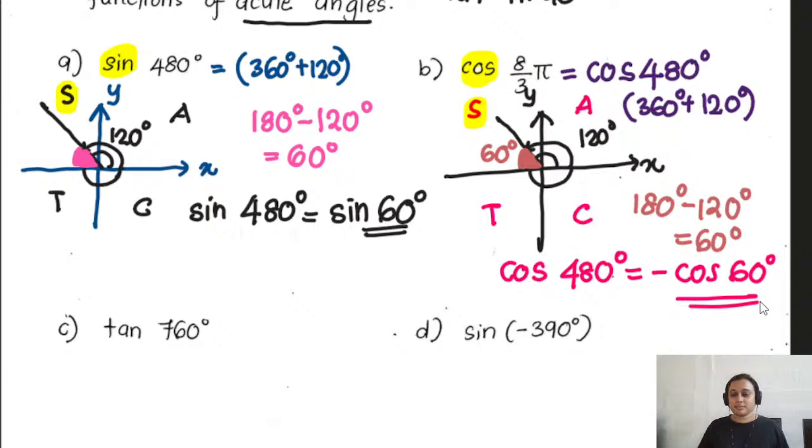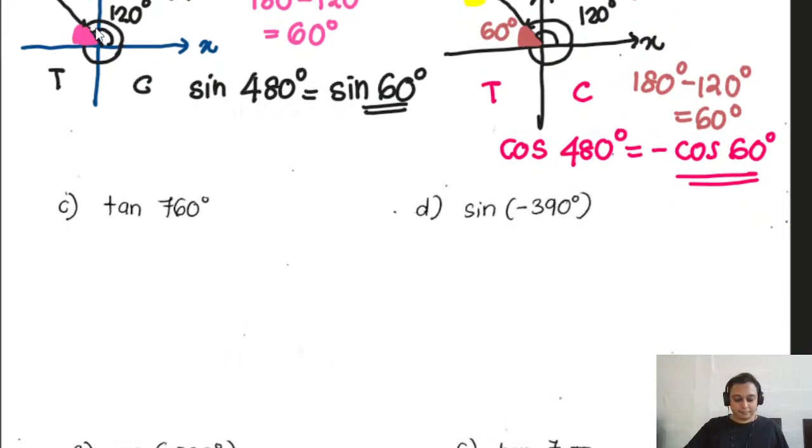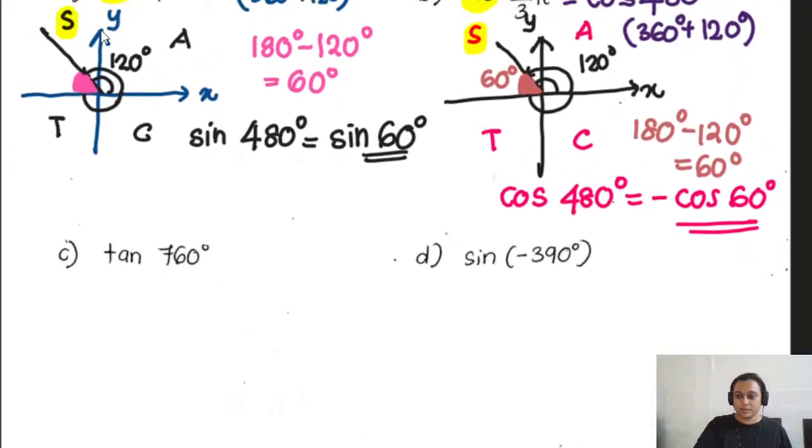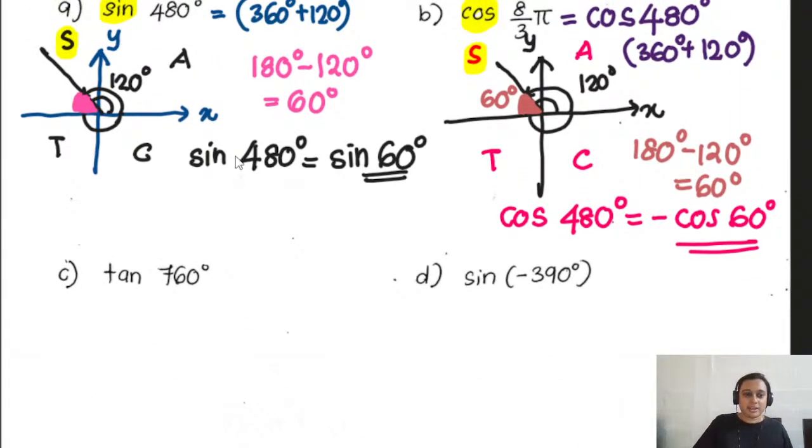Okay, next one, C. Maybe some of you copy. Okay, tangent 760. Okay. This one 360 plus what? Is that a little bit more? Okay, you can see here 400. Okay, 360 plus 400. 400 cannot. You cannot find in the quadrant because paling maximum also is 360, right? Okay, so what you do?